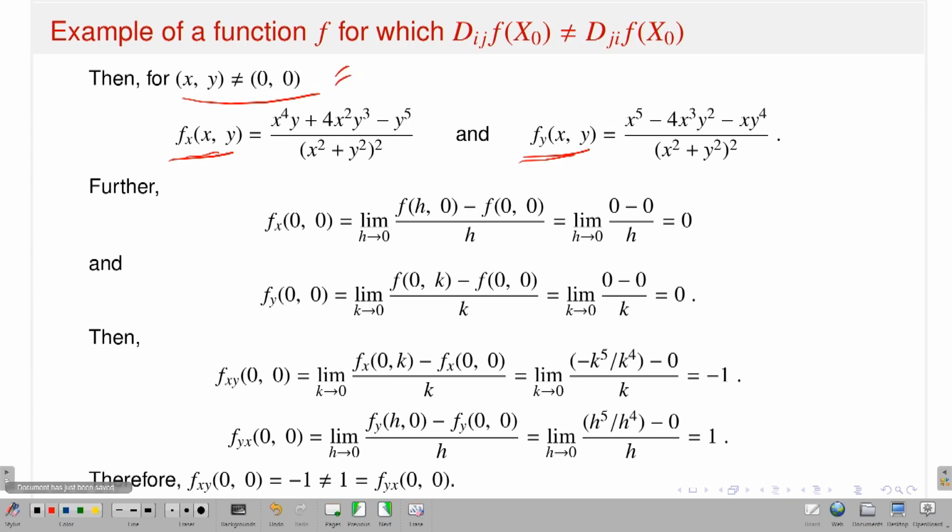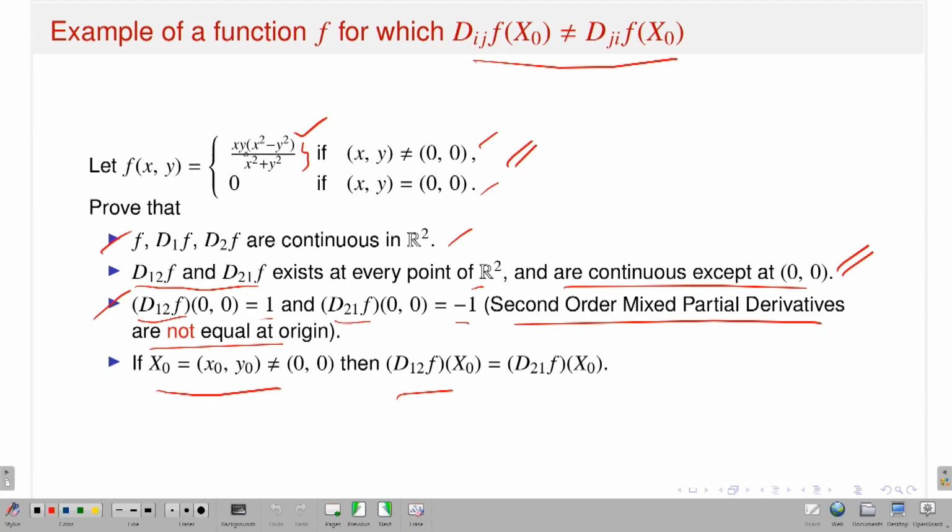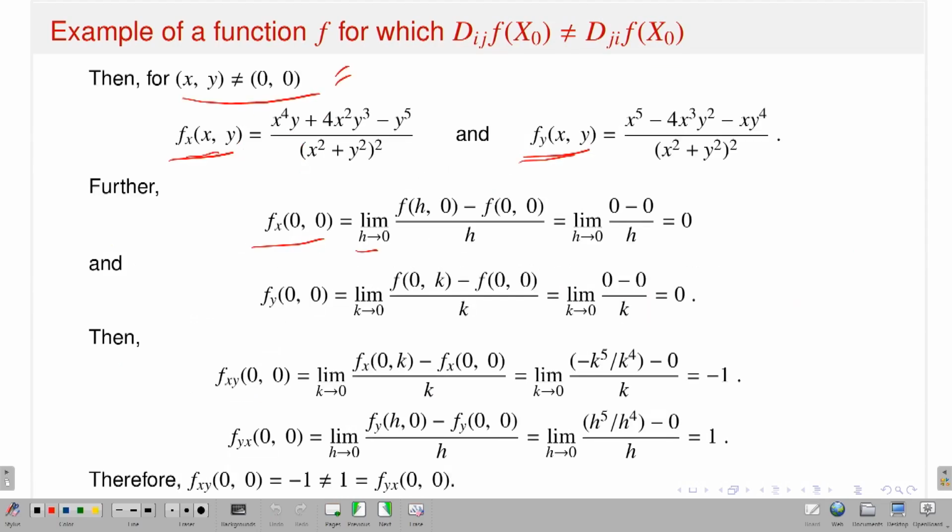So, that means fx at the point xy and fy at the point xy, you can easily calculate if xy is non-zero. The only part remaining, as I said, is the breakpoint 0, 0, where you have to use the definitions. So, fx at the point 0, 0 is the limit as h approaches 0 of f of h, 0 minus f of 0, 0, divided by h. f of 0, 0 is given as 0. Just look at the definition of f of h, 0: since y is 0, the function value is 0. So this is 0 by h, and the value will be 0.